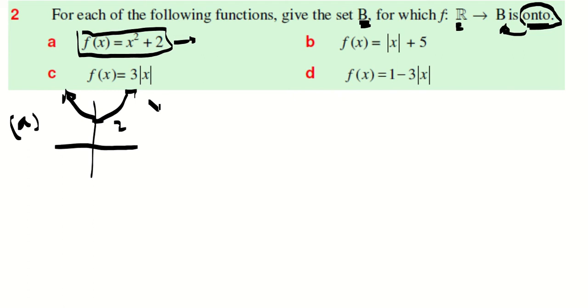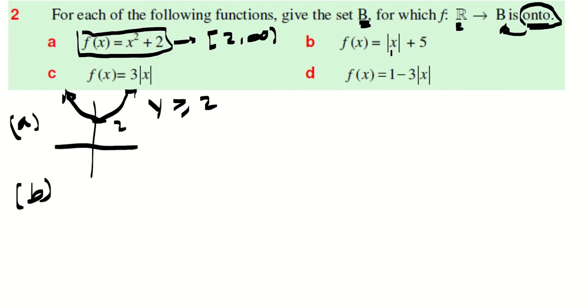So what is the range here? The range is y greater than or equal to 2 because the graph is completely above the number 2. That means the range will be from 2 to infinity, any number above 2. So the appropriate range, or the B, must be from 2 to infinity to make it onto. That is the answer for A.